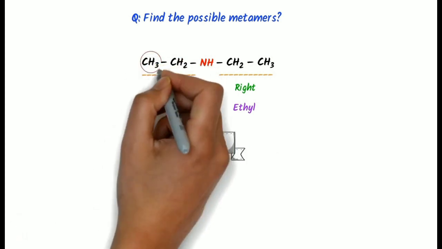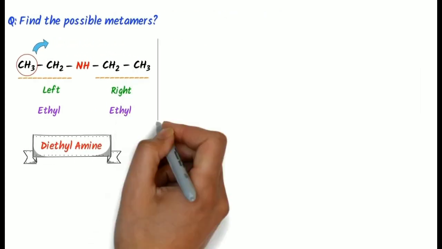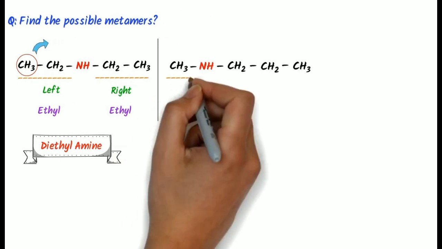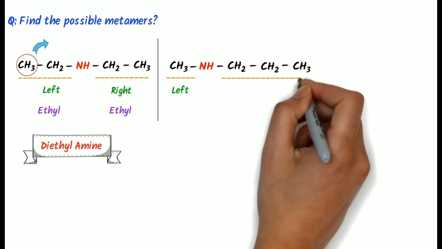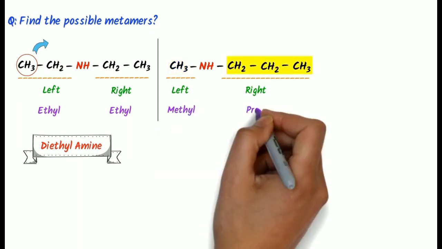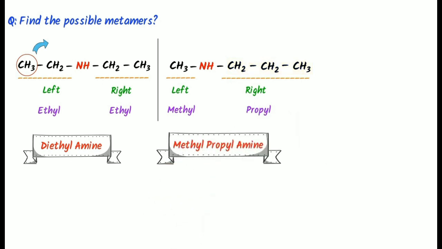Now I will shift one alkyl from the left side. Also remember that when we shift an alkyl from the left side, we give one hydrogen to this carbon in order to complete its valency. I get this amine. Thus this is the second metamer of this amine. This is the left side of this amine and this is the right side of this amine. We can see that at the left side there is only one methyl present, while at the right side there is one propyl present. So the name of this amine is methylpropylamine.